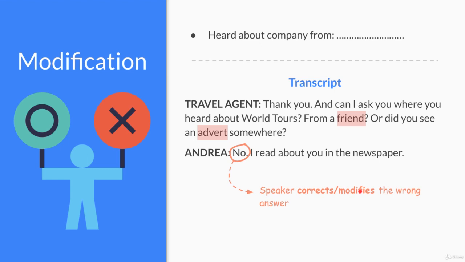You can also think of this as clarification, where the speaker is clarifying the correct answer. So in the transcript or in the audio, they may say something to modify the answer. For example, they may say no, or no, that's not quite right, or I don't think so, or they may say, I changed my mind. Can you change that? Or can you fix it? Or something like this. They're going to use some sort of language to modify their answer. So in this case, the correct answer is newspaper. She heard about the company from the newspaper.